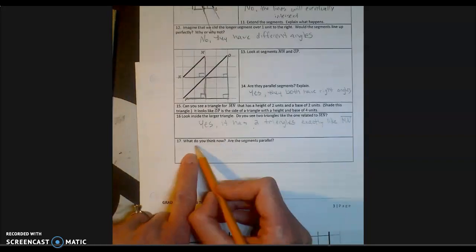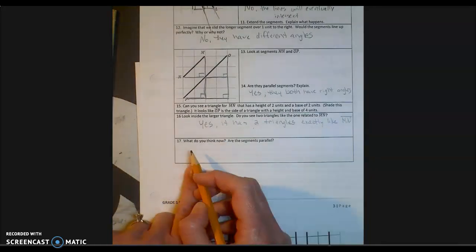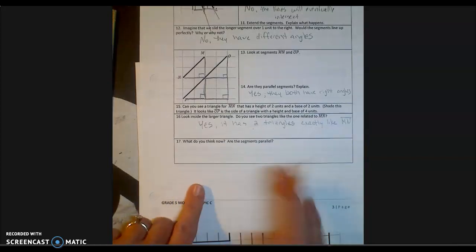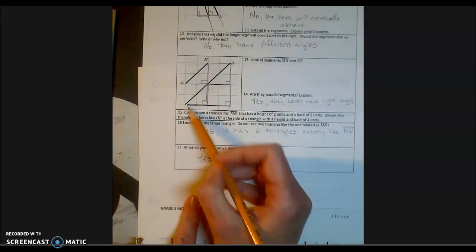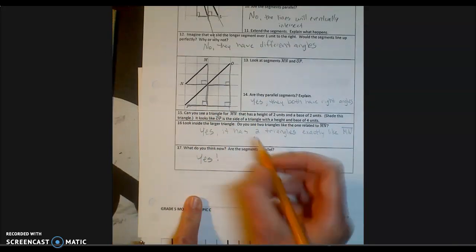So now it says, what do you think now? Are the segments parallel? What do you think, Mrs. Delahunt? Yes, I think they are. Yep, OP is a little bit longer, but they are still parallel.